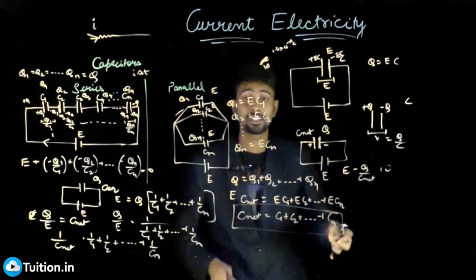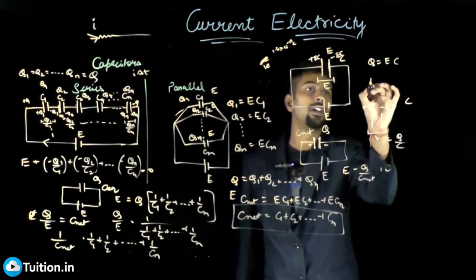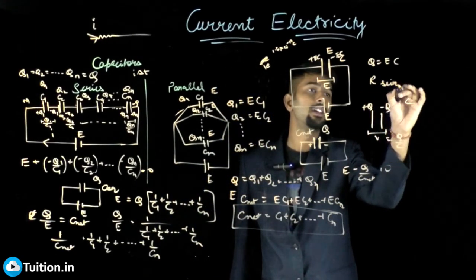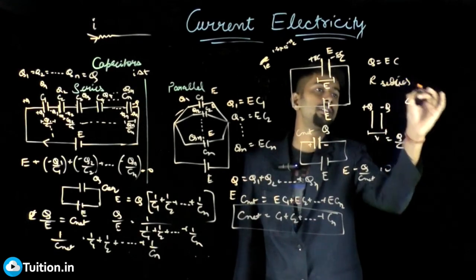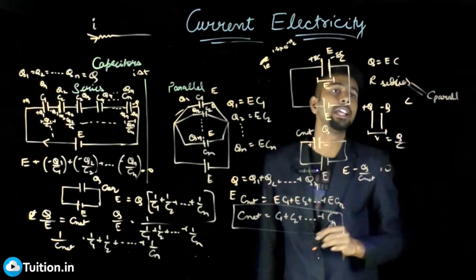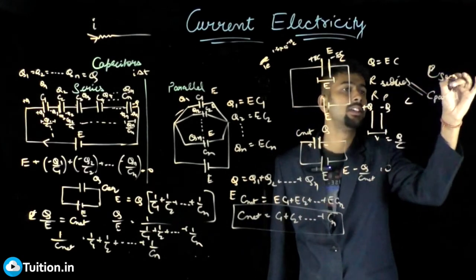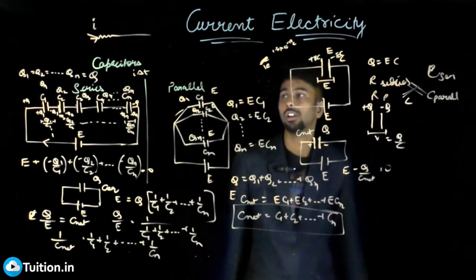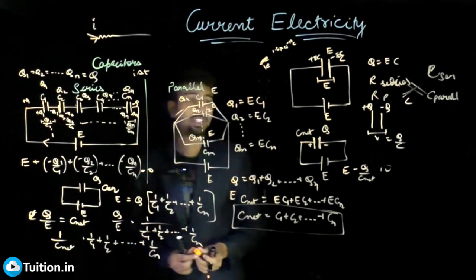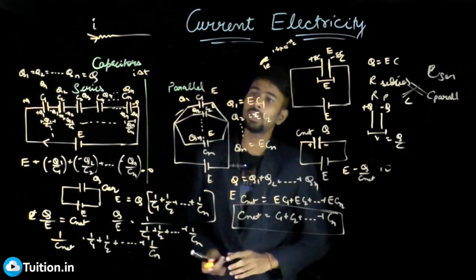This is something like the equivalent resistor when resistors were in series. So remember, resistors in series and capacitors in parallel have the same formula, and resistors in parallel and capacitors in series have a similar formula. So remember this, and with this we are done with the method of equivalent capacitances.